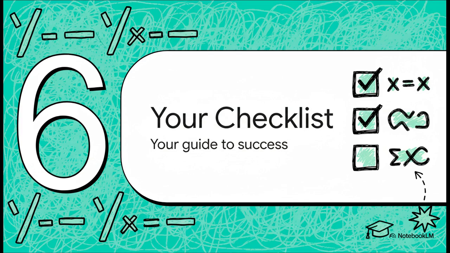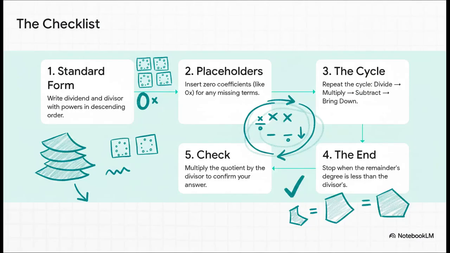All right, to wrap this all up, let's make a quick checklist. This is your step-by-step guide. If you follow these steps for any problem, you'll be in great shape. Okay, here it is, your 5-step game plan. Step 1. Make sure everything is in standard form. That just means highest exponents first. Step 2. Look for any missing powers and pop in those 0 placeholders. Super important.